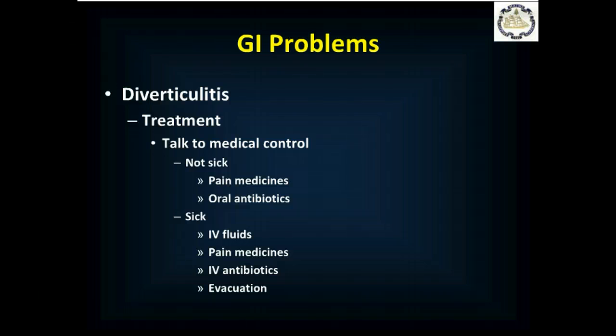because the constipation can actually make things worse. If they're sick, they've got peritoneal signs, they've got nausea and vomiting, can't keep anything down, they have fevers, they have abnormal vital signs, they need IV fluids, IV pain medications, IV antibiotics, and evacuation. And in this case, ceftriaxone is not the best choice of antibiotic in the world, so medical control may add some oral antibiotics as well.